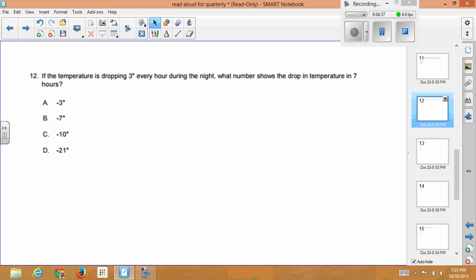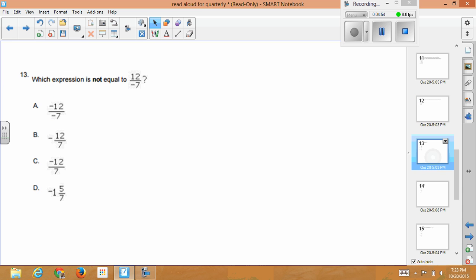If the temperature is dropping 3 degrees every hour during the night, what temperature shows the drop in temperature in 7 hours? A, -3, B, -7, C, -10, D, -21.